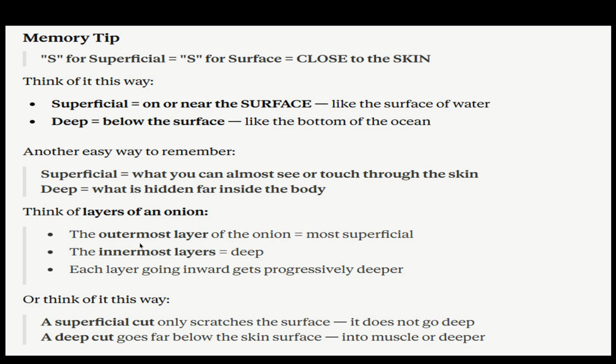So it's quite simple: the outermost layer of the onion is the most superficial, the innermost layer is deep. Each layer going inward gets progressively deeper. Okay, so there are two types of cut. A superficial cut only scratches the surface, it does not go deep, but a deep cut goes below the skin surface into the muscle or deeper. Clear? So this trick can help you answer questions in interviews.